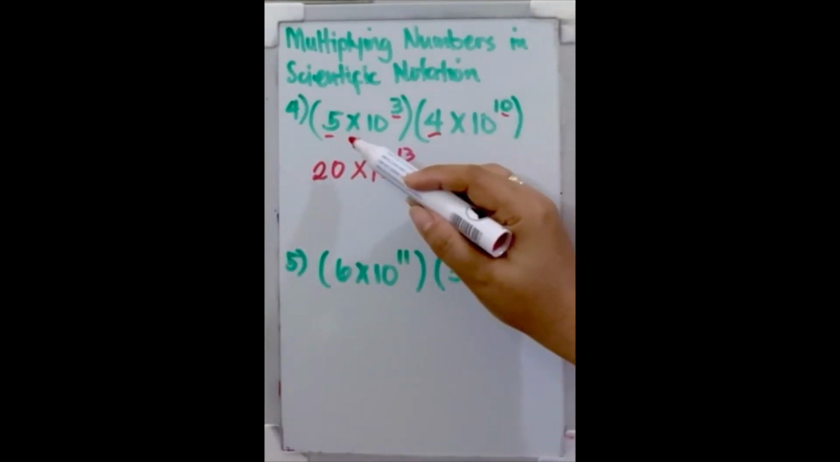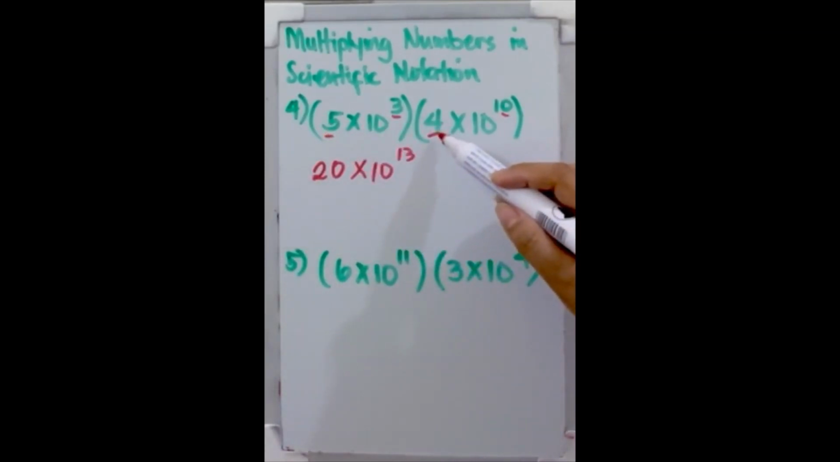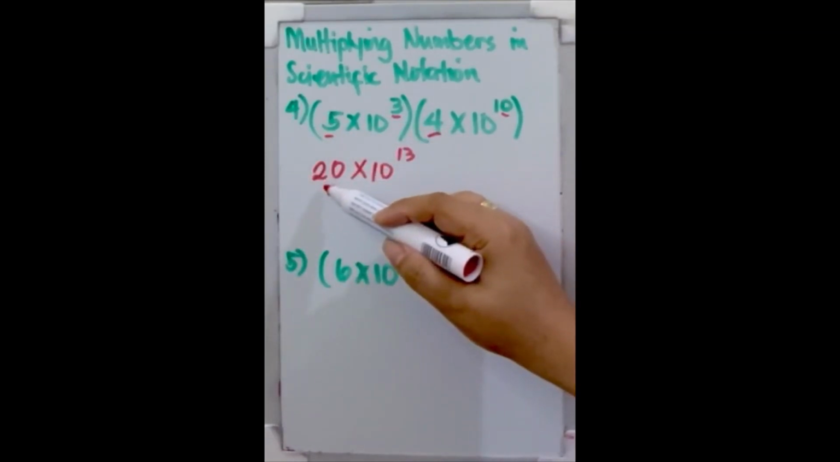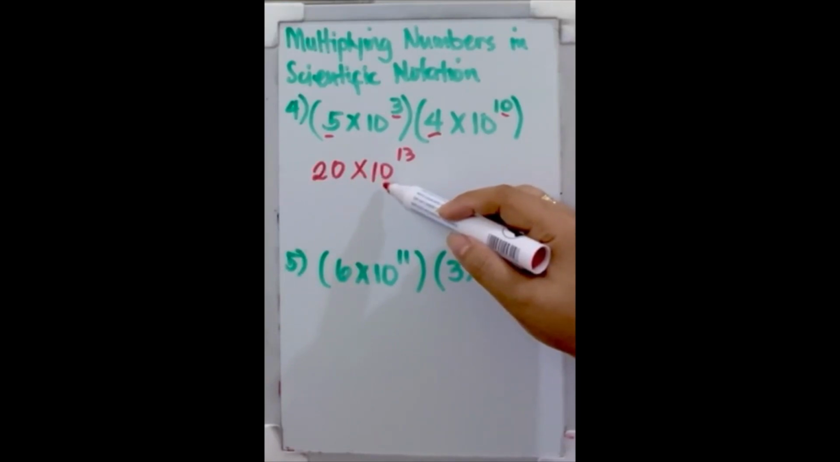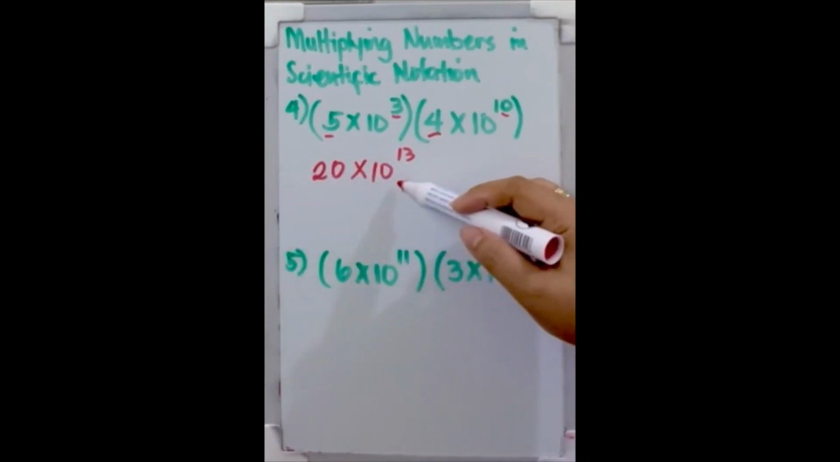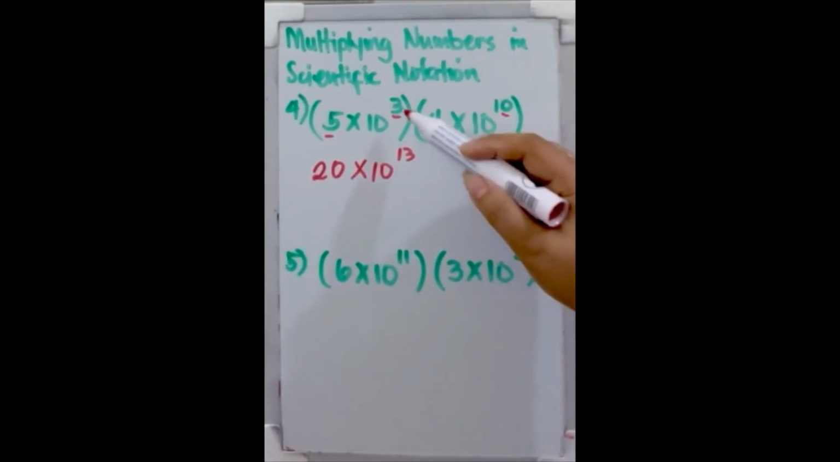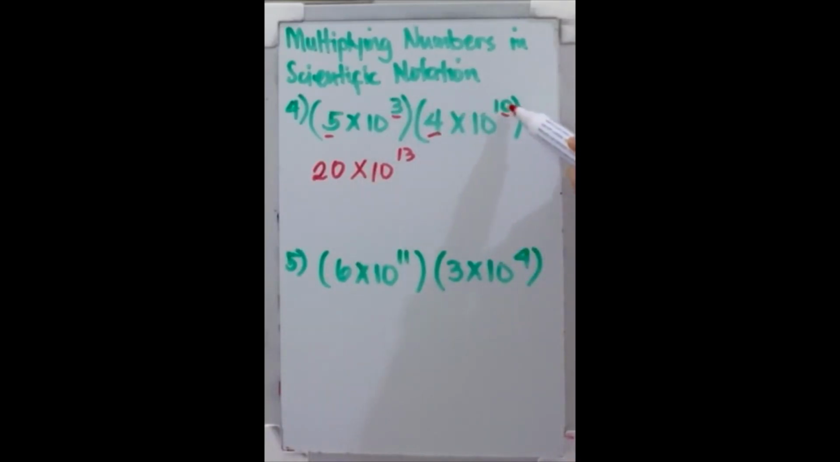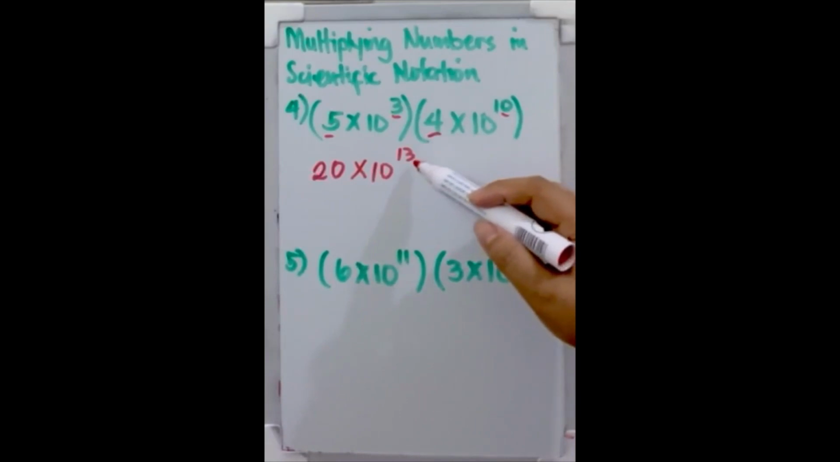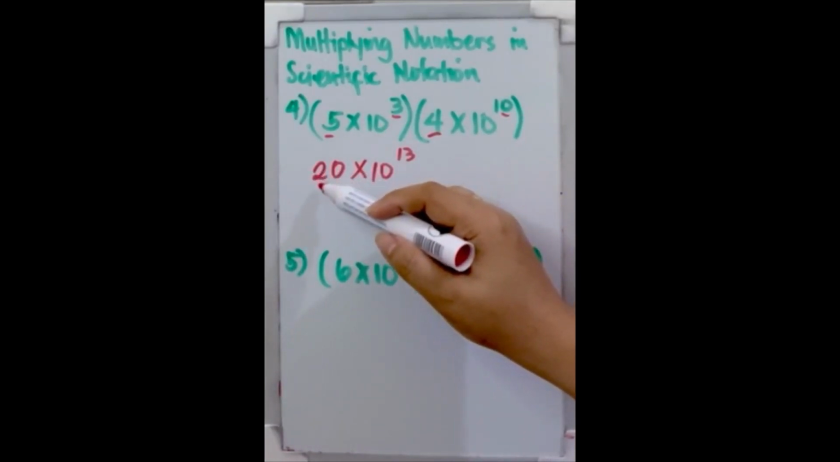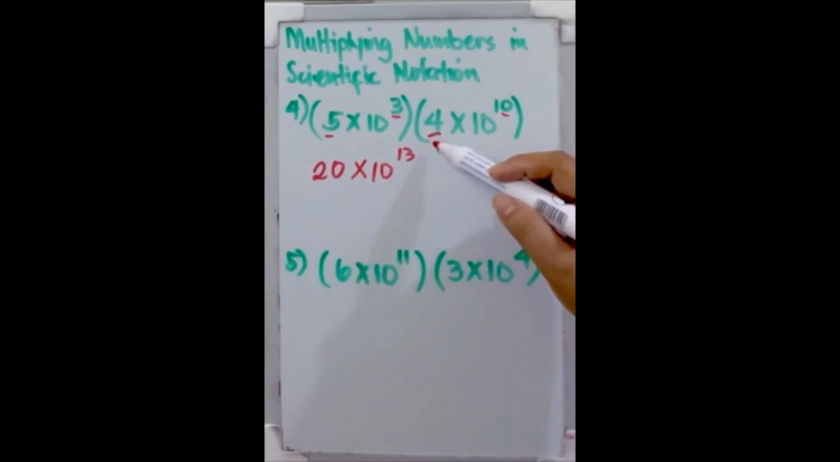Again, step 1 is to multiply the coefficients. 5 times 4 is 20. And then keep the base 10. So you will write 20 times 10 raised to, what will you do with the exponents here? You will be adding. So 3 plus 10 is 13. So you have 20 times 10 raised to 13.